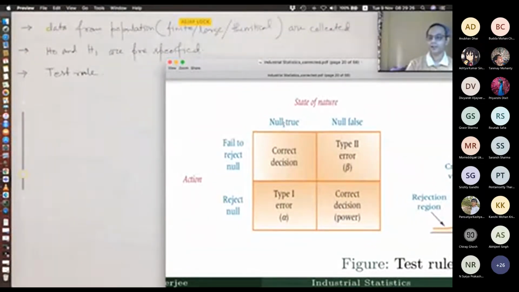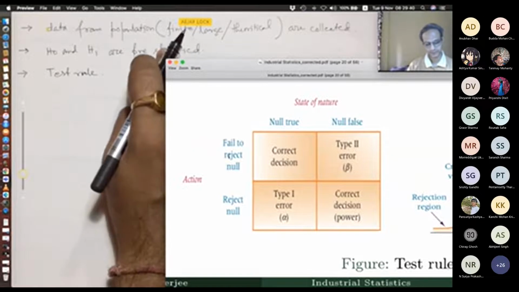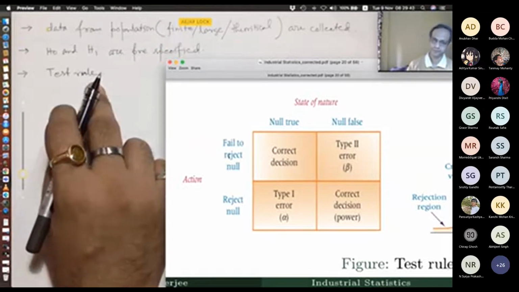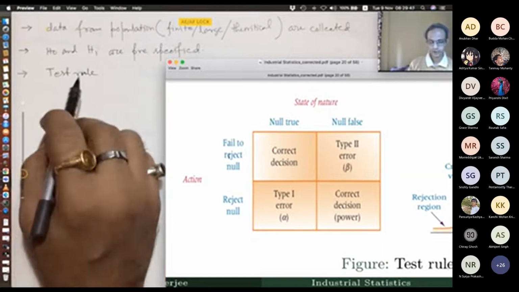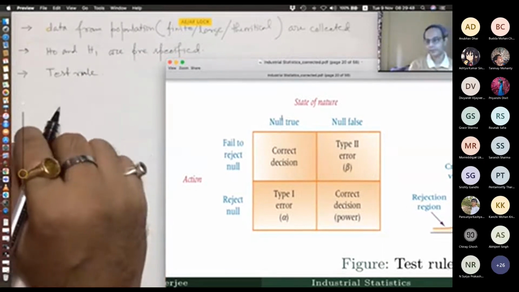So null is true or null is false. Fail to reject the null or reject the null. So null is true, and I am not rejecting the null hypothesis given the data, the hypothesis specified, and whatever test rule I have constant. So if null is true and we are not rejecting the null hypothesis, then we are going by the null hypothesis, and our decision is correct.